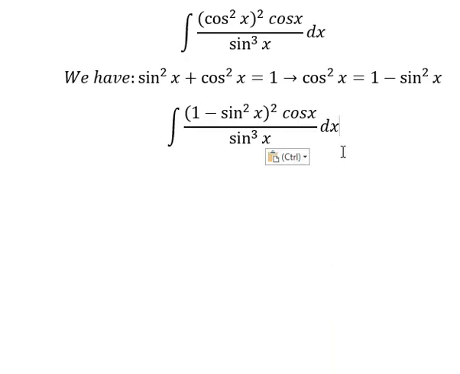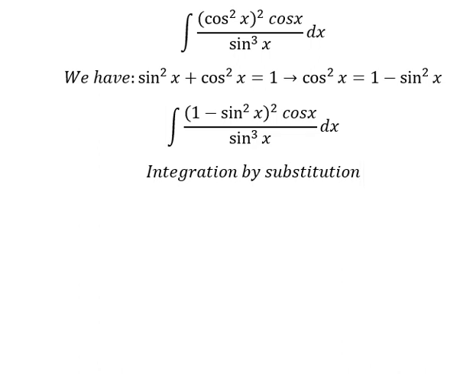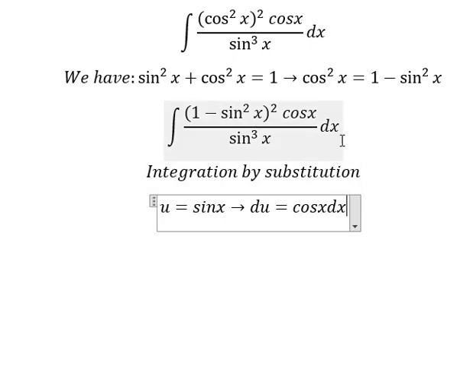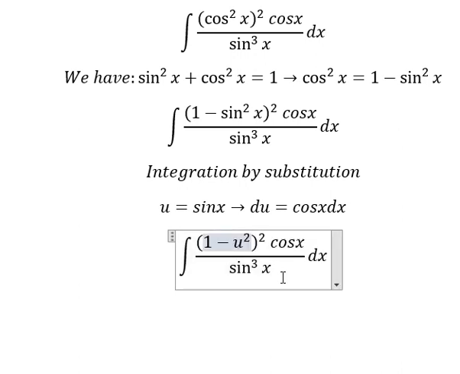Now we can use integration by substitution. So I will put u equals sine x. Later we need to do first the derivative for both sides, and we have cosine x dx. So this one we change for u, and we have u squared. This one we change for u. Cosine x dx we change for du.